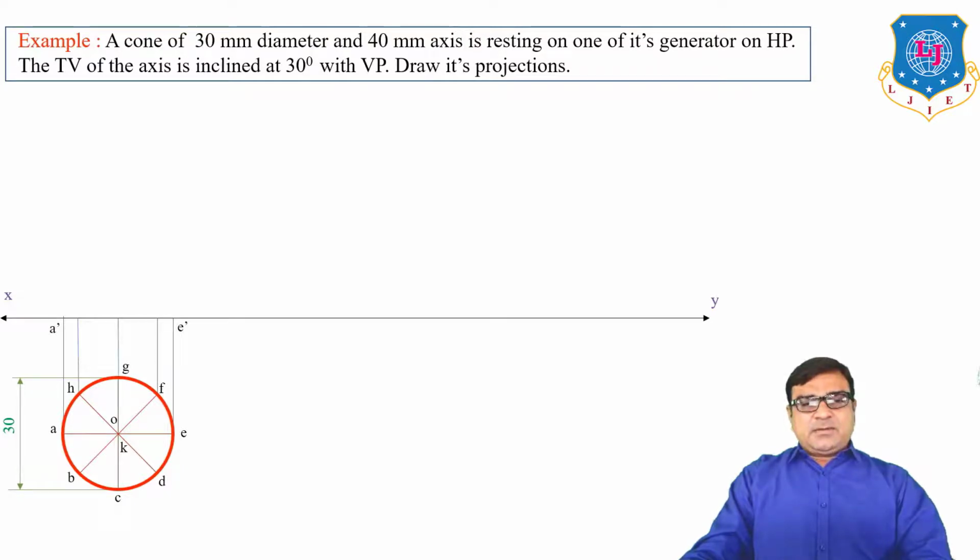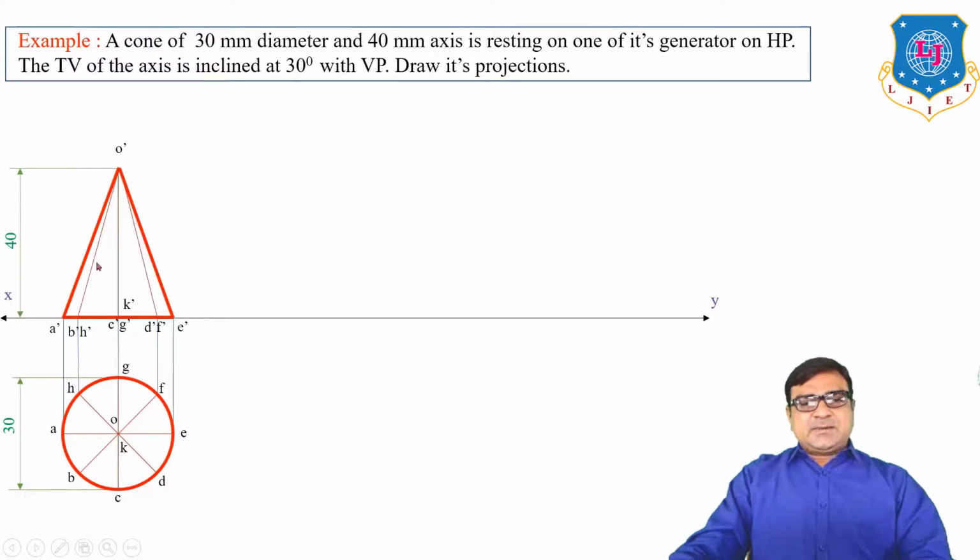Draw the front view by taking vertical projection lines on the vertical plane. The front view of A is A dash, the front view of E is E dash, and similarly for all the remaining points. Now this is the front view of only the base circular plane. But where is the apex? The apex is 40 mm above the base. So take a 40 mm vertical line, and this point is the apex O dash. Now draw O dash A dash and O dash E dash, the extreme generators, and the remaining generators O dash B dash, C dash, D dash, E dash, F dash, G dash and H dash.